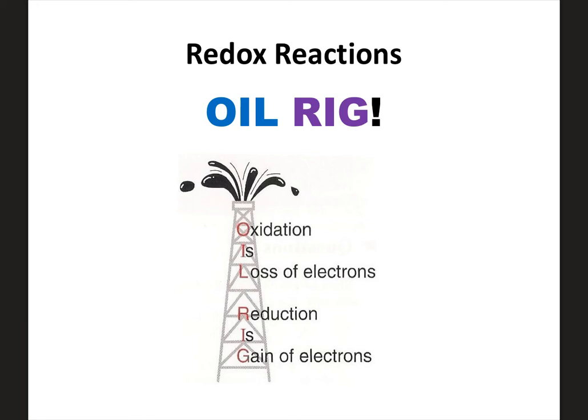If you don't like Leo the lion goes grr, you could use OIL RIG. All right, this is another one that you could use to help you remember. Oxidation is loss of electrons, so you can use OIL for that, and reduction is gaining of electrons. You can use the RIG part for that. So OIL RIG, Leo the lion goes grr, whatever you need to use, you just need to know that oxidation means loss of electrons. So if electrons are being lost, you're going to be positive, and reduction is gaining of electrons, and that's going to be negative.